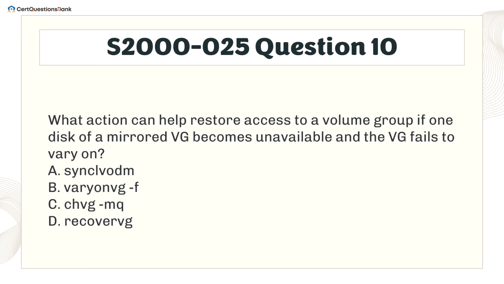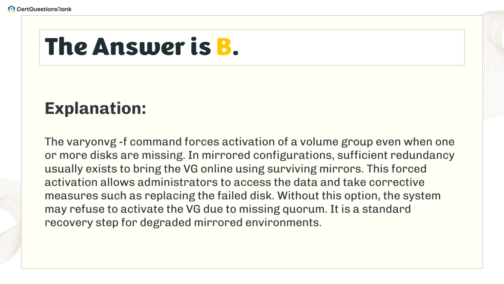What action can help restore access to a volume group if one disk of a mirrored VG becomes unavailable and the VG fails to vary on? A. syncvg. B. varyonvg -f. C. chvg -Q. D. recovervg. The answer is B.